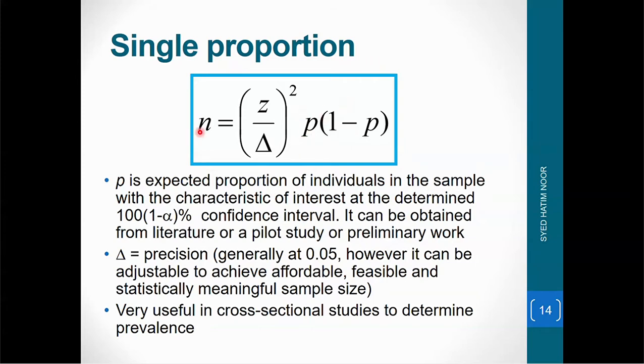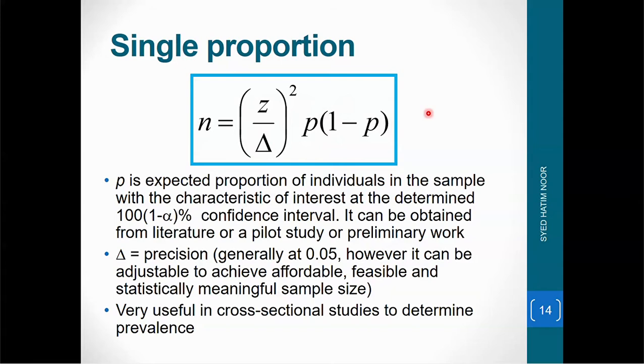So n equals Z squared, same thing, divided by the detectable difference, squared, and then P is a proportion. For example, if it is the prevalence of TB, then P will be the proportion of those who develop TB, and then times 1 minus P. So this is the formula for the single proportion.